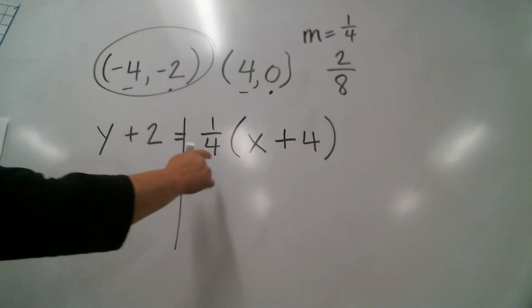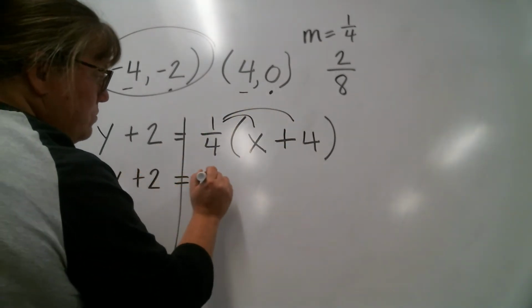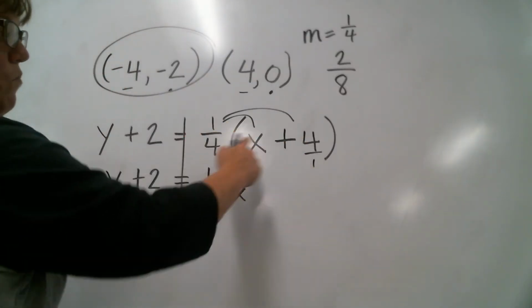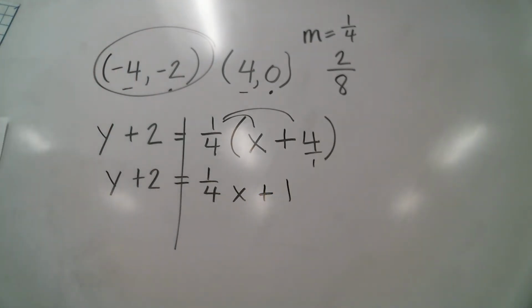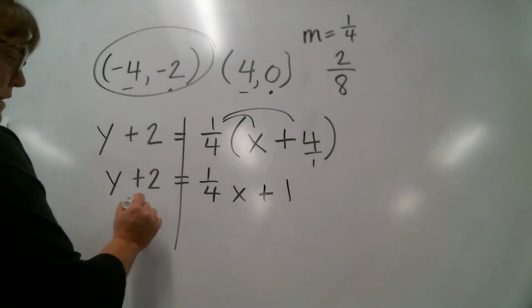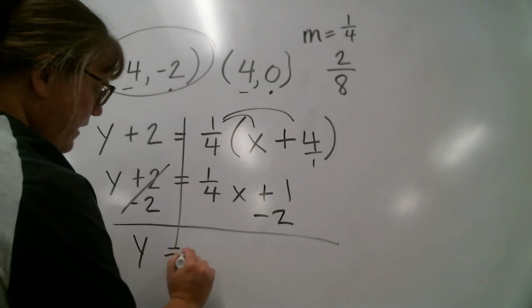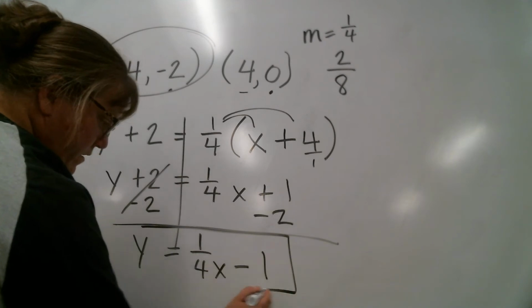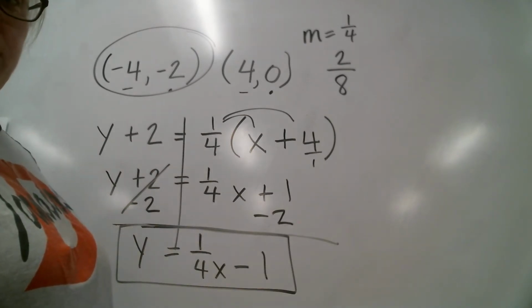Okay, I'm going to take care of this distributive property here. So y plus 2 equals 1/4 x, I can do this in my head, 4 over 4, which is just 1. And then to get the y by itself, I just have to subtract 2. So y equals 1/4 x minus 1. And it's in slope-intercept form, so there's my final answer. Let's do one more together.